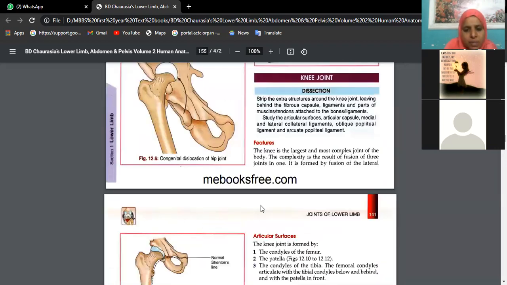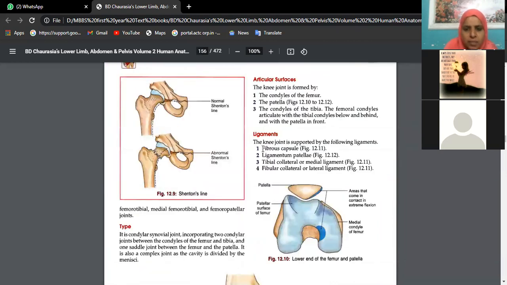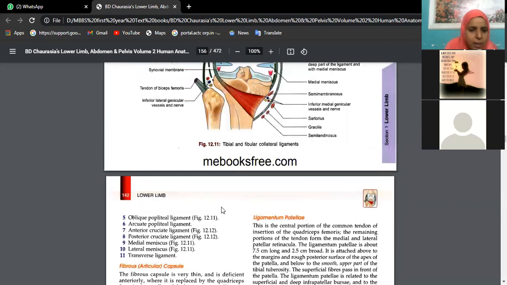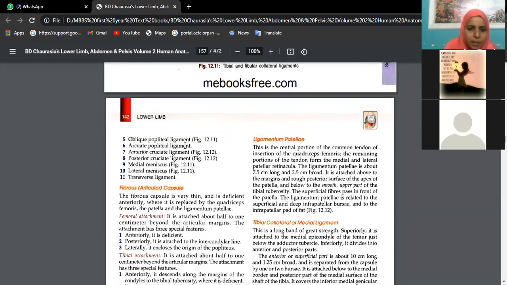Now let us check once again. What are the various ligaments we have? First is the outermost covering, that is the fibrous capsule. Next is ligamentum patellae, what you see anteriorly, and tibial and fibular collateral ligaments. Then oblique and arcuate popliteal ligaments, which we see from behind, and these are the expansions coming from the muscle semi-membranosus.